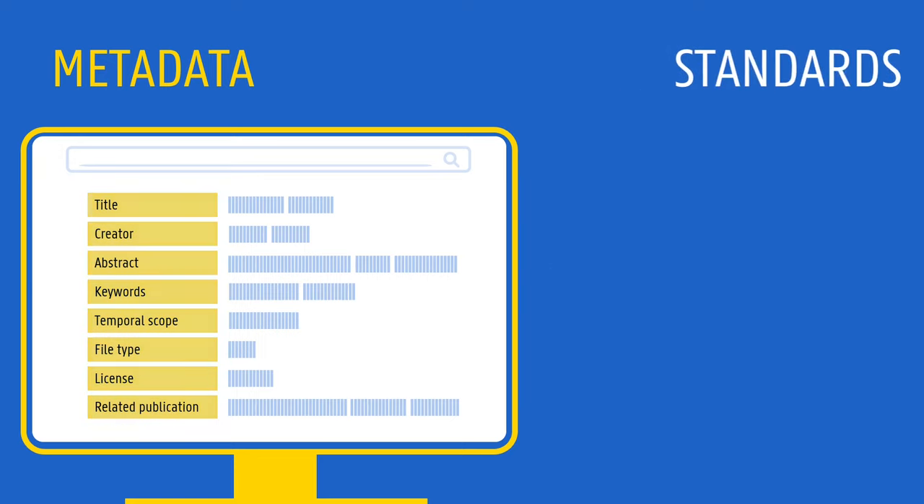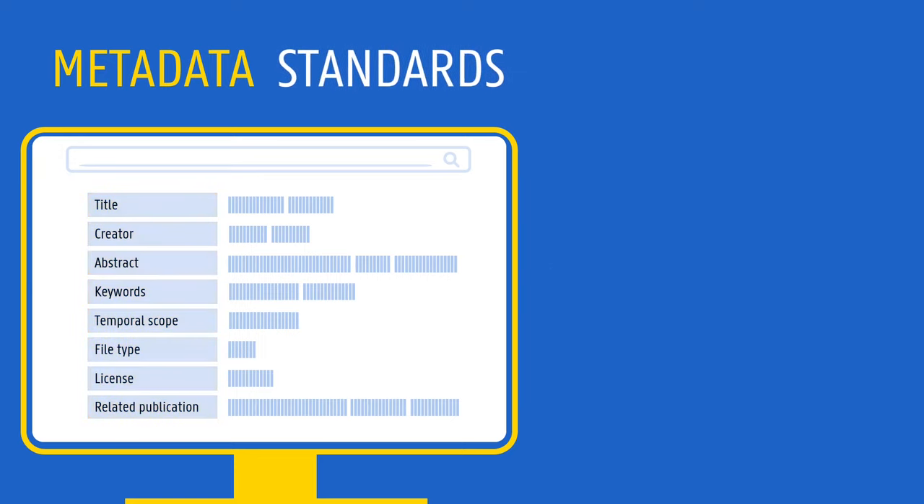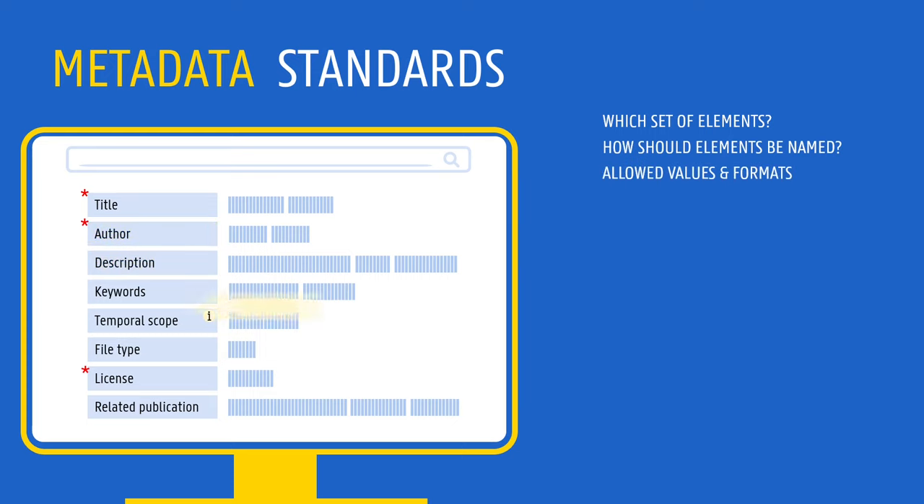Then, what are metadata standards? When the information fields captured within a specific metadata set become widely used and accepted, it often evolves into a metadata standard. To put it simply, a metadata standard or metadata schema defines the set of elements that can or must be used to describe a resource. The standard also tells you how these elements should be named, and also which values are allowed, or what the required format is for each of the elements.